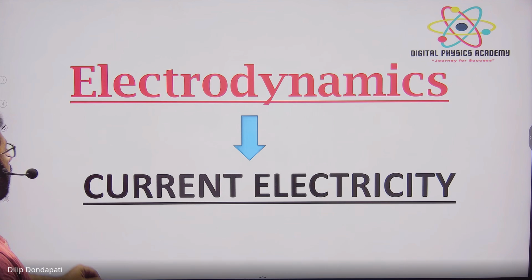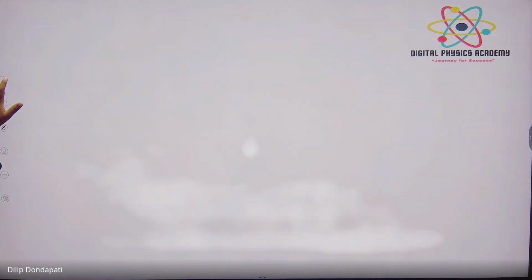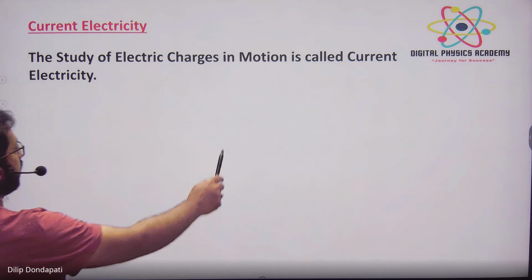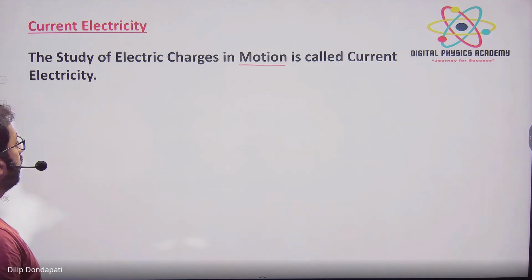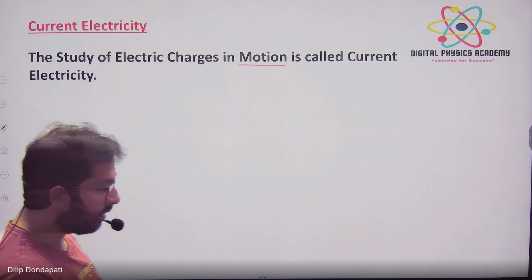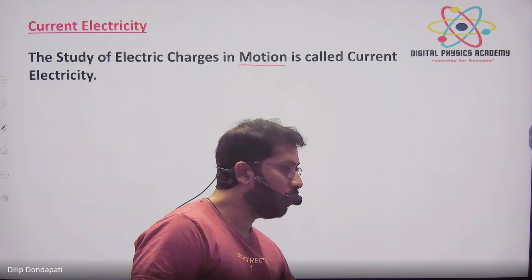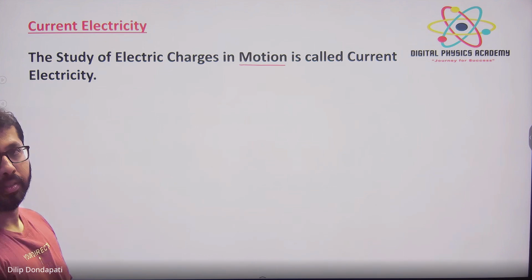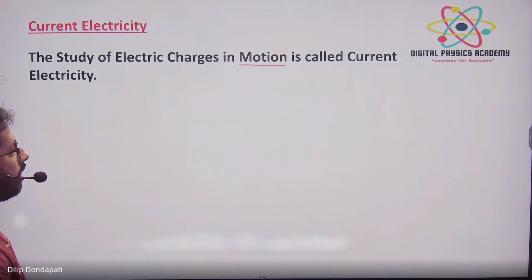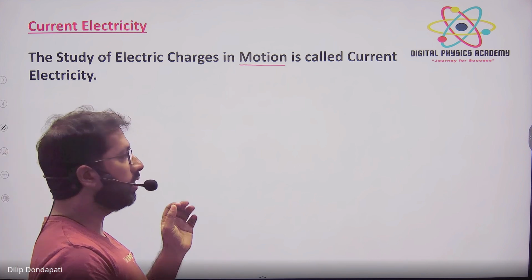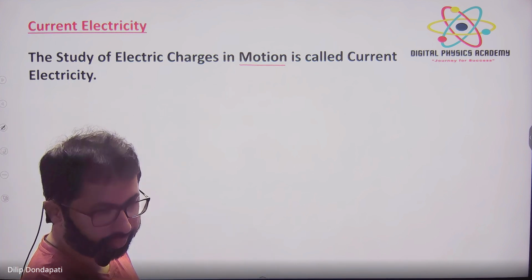Now first we'll see the definition of current electricity. The study of electric charges in motion is called current electricity. In this branch, charges move with a constant speed. When the charges start moving with a variable speed, then magnetism comes into the picture. Now the charges are going with a constant speed.